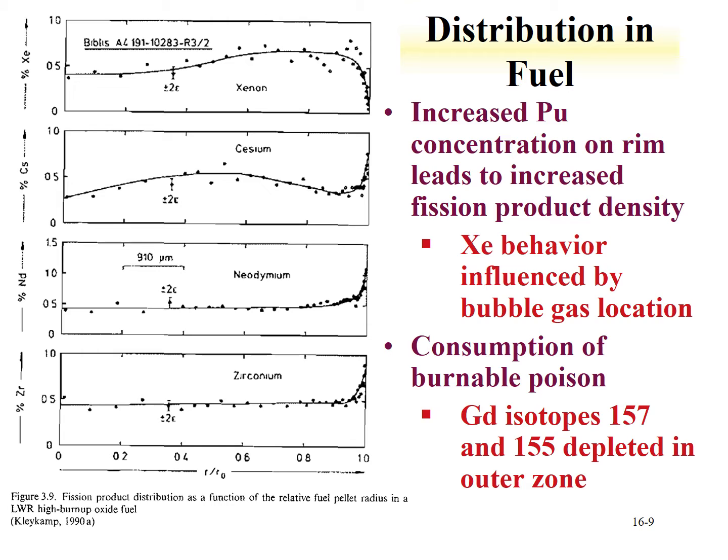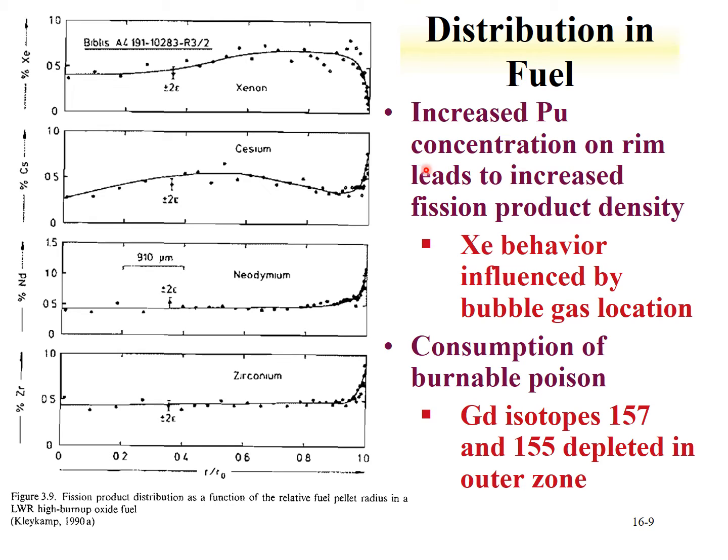And here's an example of some fission product distribution in fuel. The increase of this plutonium concentration on the rim leads to an increase in fission product density. If I have more plutonium on the rim, I can have more fissile material on the rim. Remember, the initial uranium fissile concentration in the fuel is about 4%. If I start just producing plutonium, I'm going to increase the amount of fissile isotopes on that rim, and we actually see some effects with that.